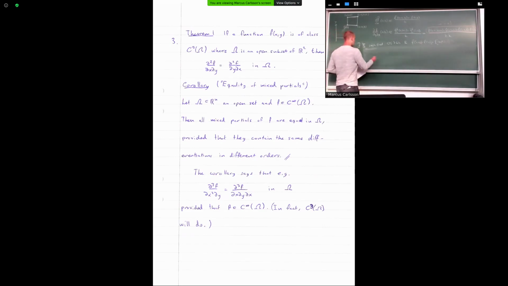Right, so what we're going to do to get around this problem is we're going to introduce new functions. u of x, which is equal to f of x comma b plus k minus f of x comma b. And then v of y is equal to f of a plus h comma y minus f of a comma y.